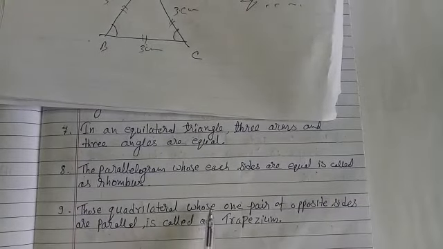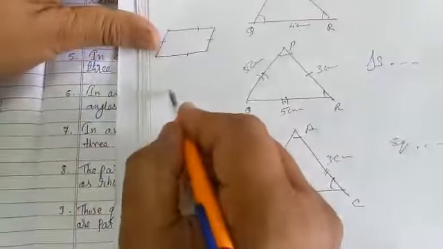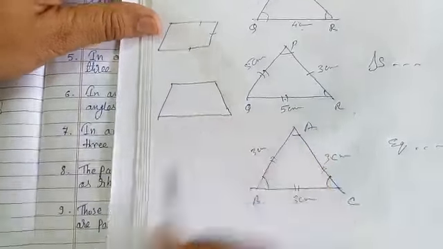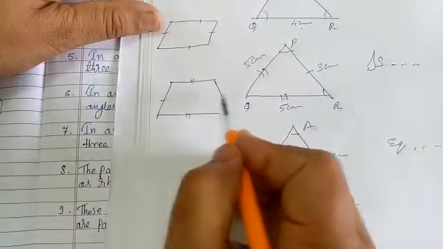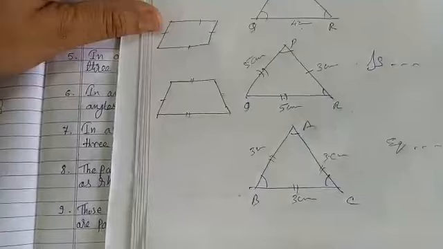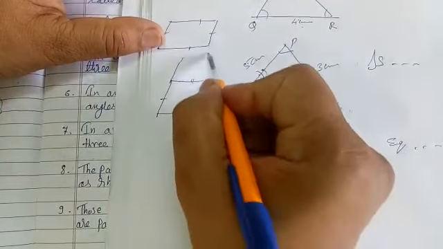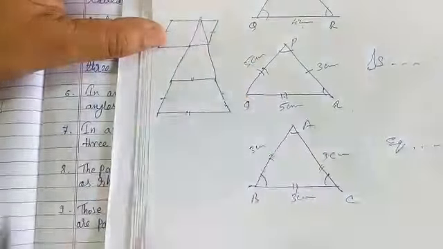Those quadrilaterals whose one pair of opposite sides are parallel is called a trapezium. Now see a trapezium very carefully. This is a trapezium. Its one side is parallel, but these sides are non-parallel. Then it is a trapezium. How is it non-parallel? If you extend this line, somewhere it will go and meet.